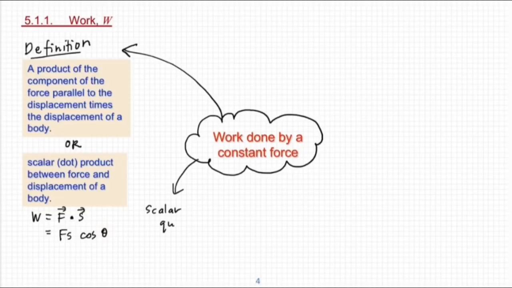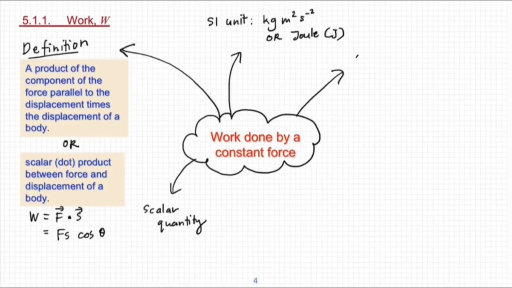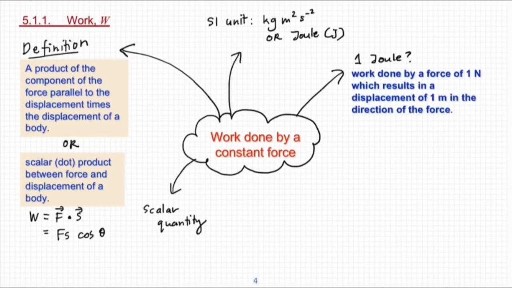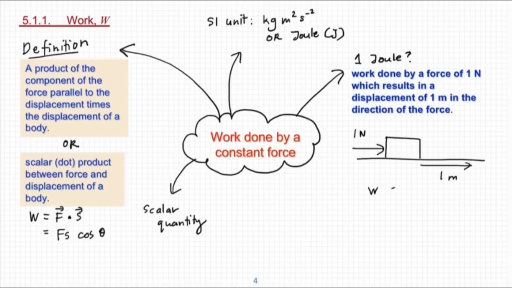So work done is a scalar quantity and its SI unit is kg meter square per second square, or joule. And what is 1 joule? 1 joule is the work done by a force of 1 Newton which results in a displacement of 1 meter in the direction of the force. Let's say we have an object on a surface and we apply a 1 Newton force on that object. The object will be displaced by 1 meter, and if we calculate the work done, we will get work done is equal to 1 joule.